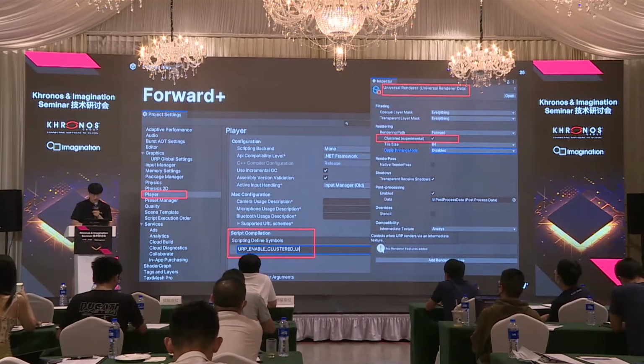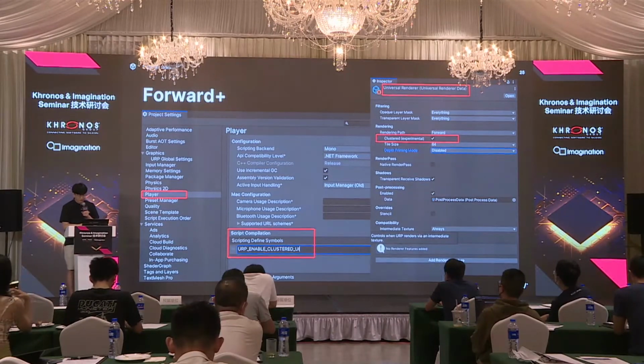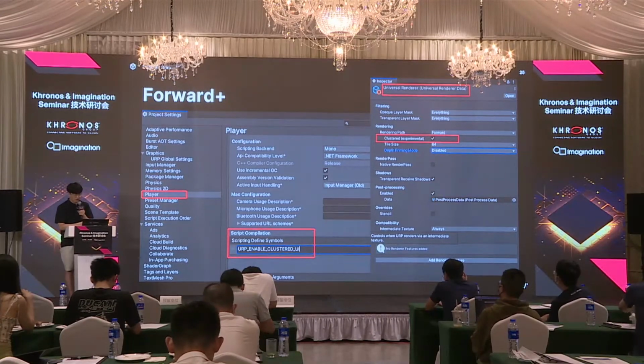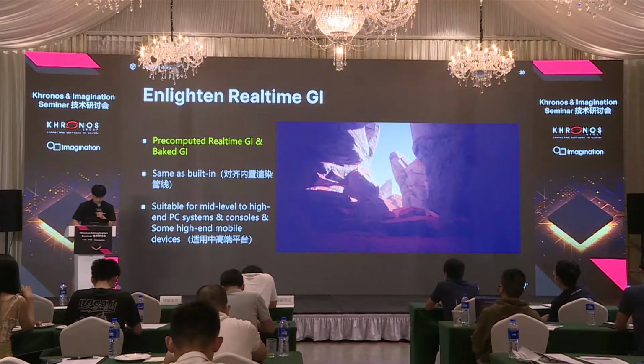Next, we find the URP project relevant renderer. In that rendering column, you can see another new option has occurred, which is clustered experimental. And after you click this on, you can open Forward Plus rendering mode for your project.